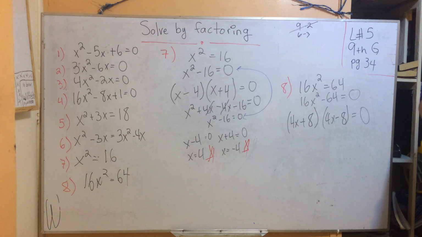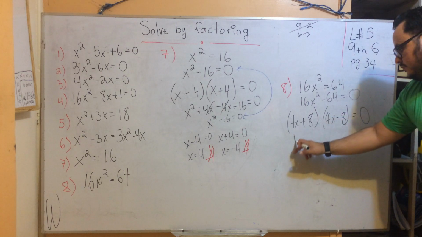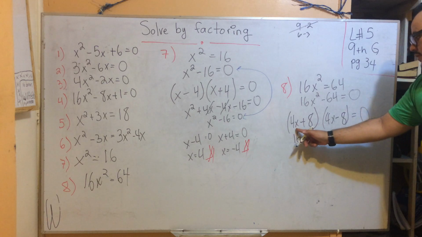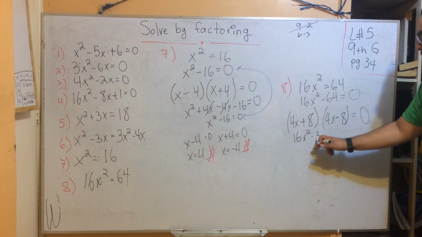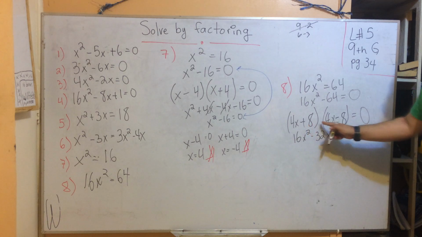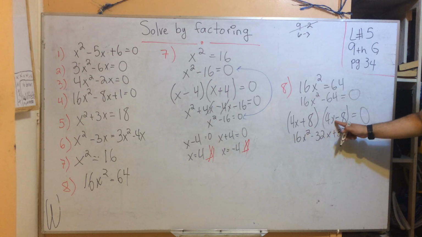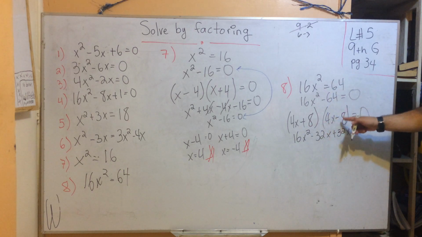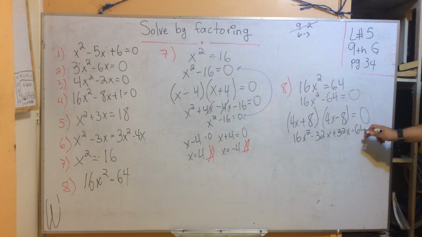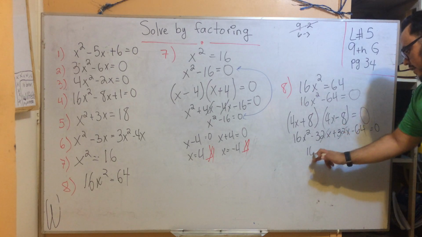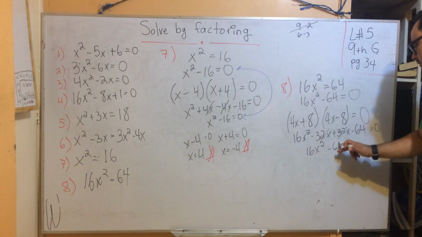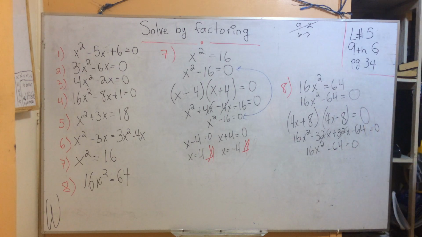Okay? How can we check if this is true? Let's do it. 4 times 4, 16x squared. 4 times minus 8, minus 32x. Plus 8 times plus 4, plus 32x, and 8 times minus 8 is going to give us minus 64. We cancel this, and we have 16x squared minus 64 equals to 0. Is this the same as this one? Yes. So we know it is true.